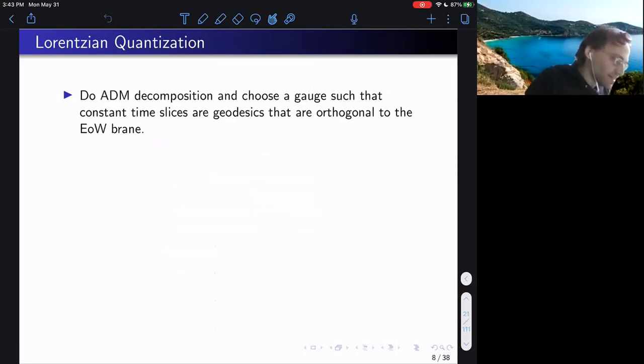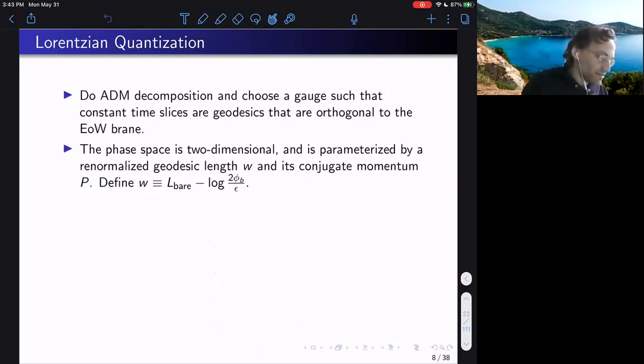Okay, so having discussed the space of solutions, now I'll just tell you what happens if you, say, do an ADM decomposition of the metric or of the action and choose a gauge such that constant time slices are geodesics orthogonal to the end of the world brane. That's the gauge I showed you. So it turns out that after doing all the gauge fixing, just at the classical level, one ends up with a two-dimensional phase space, and it's parameterized by a renormalized geodesic length of the Cauchy slice, which I call W, and its conjugate momentum, which I call P. And the renormalized length is defined in terms of the bare length, like this. So you just subtract off this piece. That would be infinity in the AdS limit.